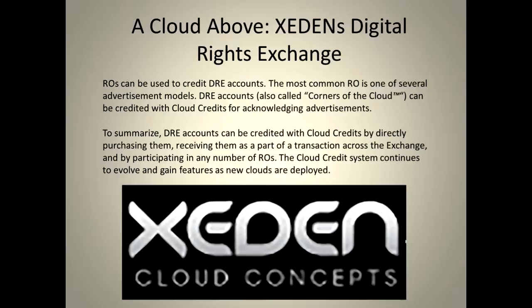The most common RO is one of several advertisement models. DRE accounts, also called corners of the cloud, can be credited with cloud credits for acknowledging advertisements. To summarize, DRE accounts can be credited with cloud credits by directly purchasing them, receiving them as part of a transaction across the exchange, and by participating in any number of ROs. The cloud credit system continues to evolve and gain features as new clouds are developed.